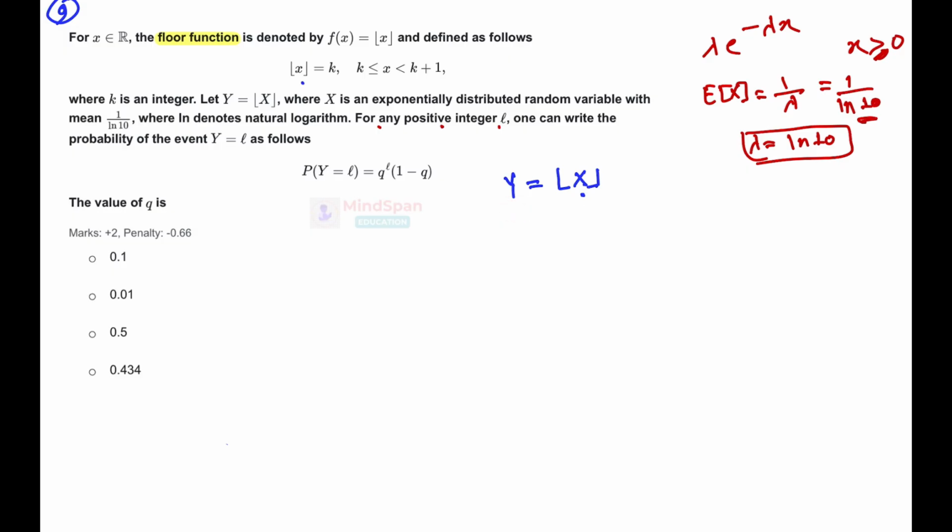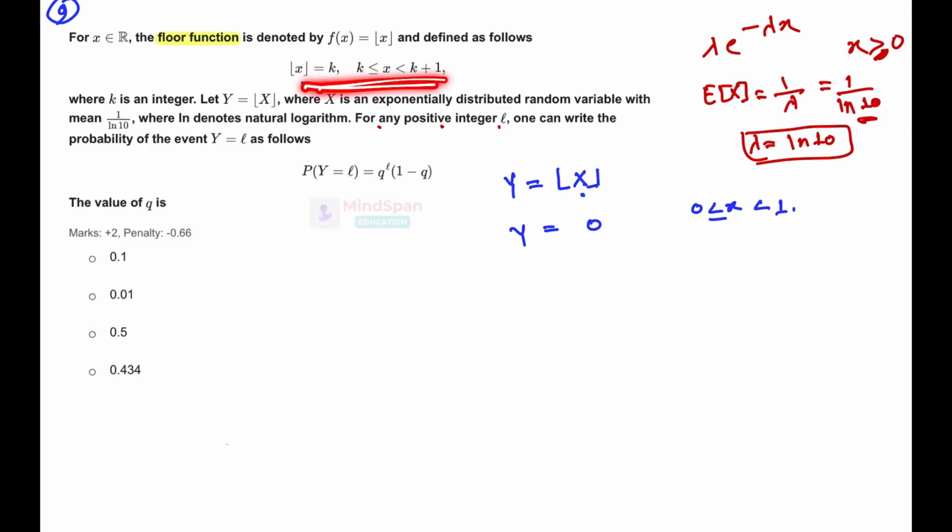So x can take values from 0 to infinity, and so when this random variable x takes a value from, let's say, 0 to 1, then y will take the value that is equal to 0, right?